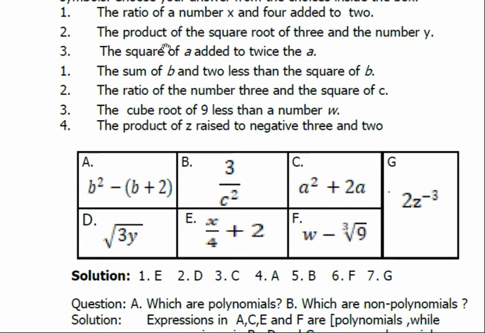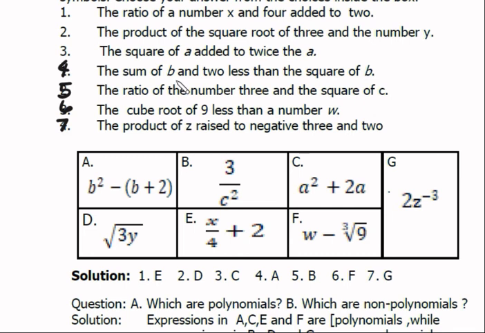And for number 3, the square of a added to twice the a. So meaning it is a squared plus a. Twice. So that's 2a. So it's letter C. For number 4, just change this number. Wait, let us try to change the number just for the purpose of discussion, so that we will not be misled. So number 4, this is 5, this is 6, and this is 7.